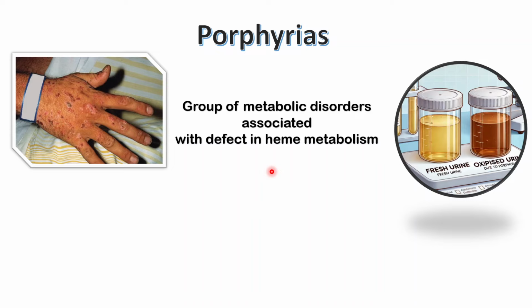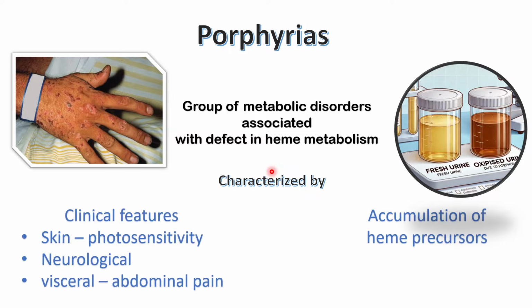So porphyrias are a group of medical disorders which are associated with a defect in heme metabolism. They are characterized by two things. The first, depending upon the clinical feature, is whether the skin is involved. This usually occurs secondary to photosensitivity. So porphyrias are photosensitive, which results in skin involvement. And the second is neurovisceral involvement, which is most commonly seen as abdominal pain.